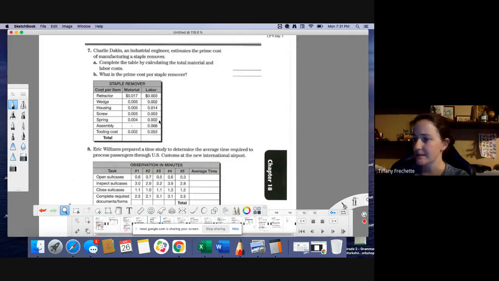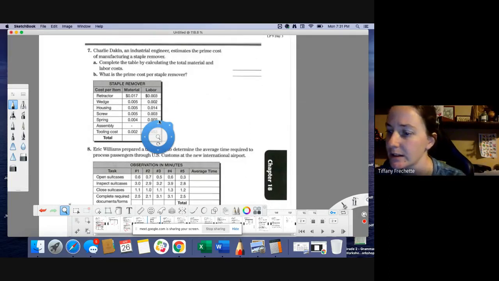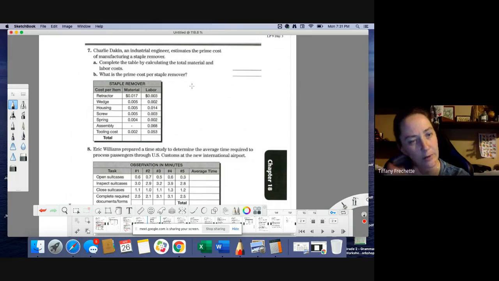So let's see. This next one is very, very similar to the other ones, except all you're doing is totaling. You don't have to do quite as much on this one as far as the calculating, because on the other ones you had to divide to find all the pieces. They already are showing you this is the cost per item.